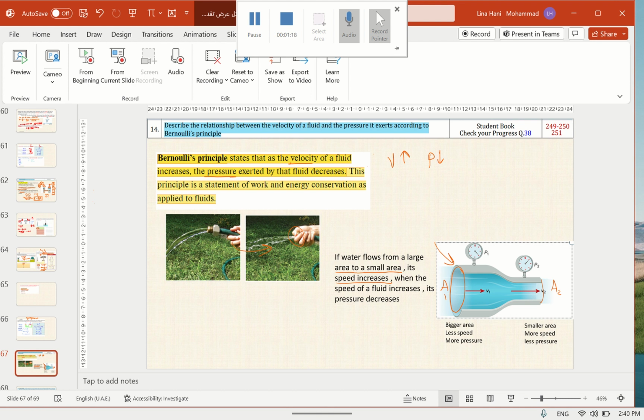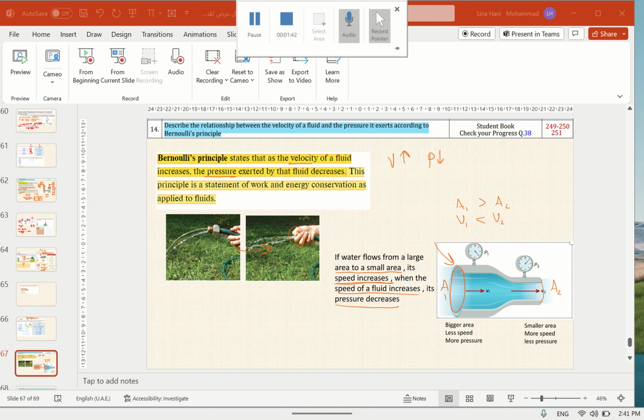So if the water flows from a larger area to a smaller area, its speed increases. And when its speed increases, just like Bernoulli stated, its pressure will decrease. So here, A1 is bigger than A2, but V1 is less than V2.